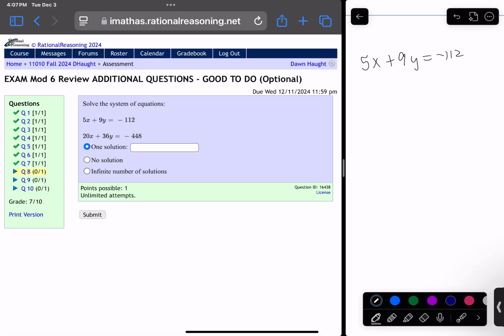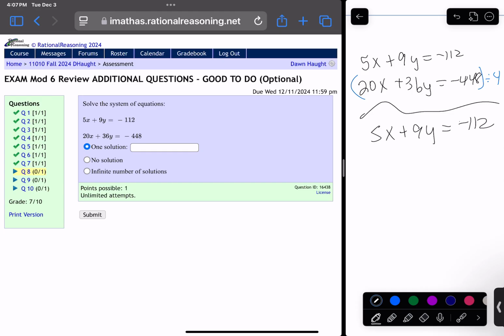If we take our 20x plus 36y equals negative 448, because I want to make it as simple as possible before I start mushing things together, I'm going to divide this entire equation through by 4. Now what happens is something kind of interesting. We get 5x plus 9y equals negative 112. That was our original equation. And then we get 5x plus 9y equals negative 112 again. When they are duplicates, you'd get 0 equals 0. That is an example where there's an infinite number of solutions.